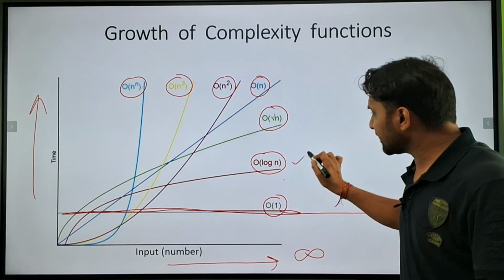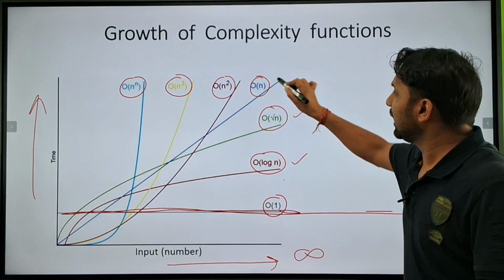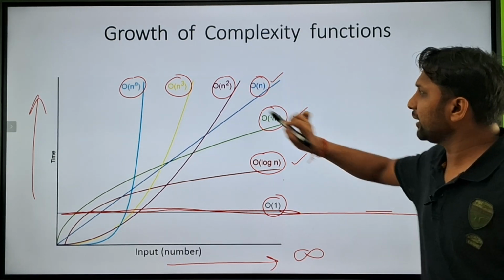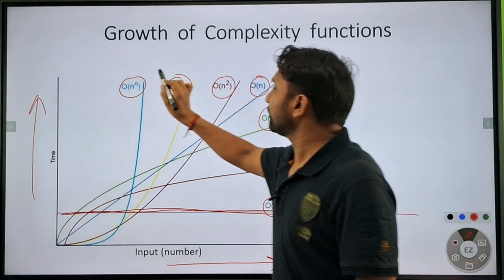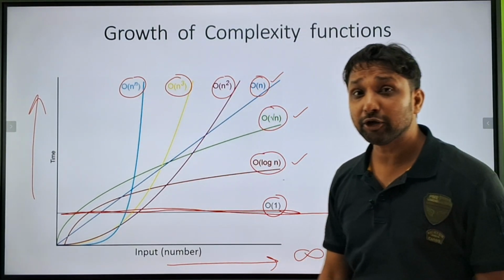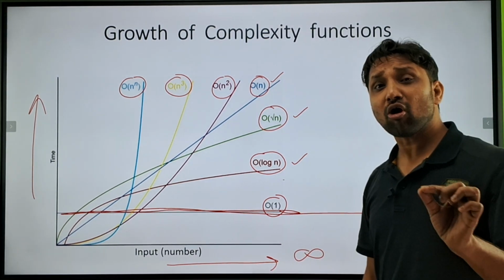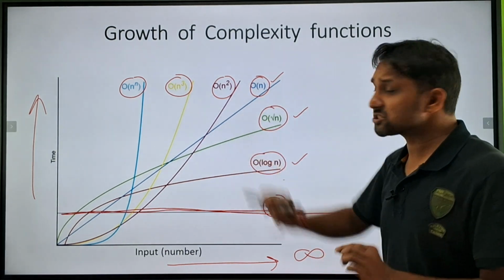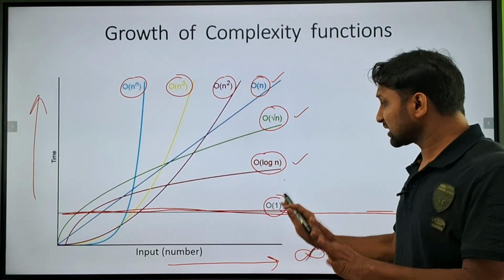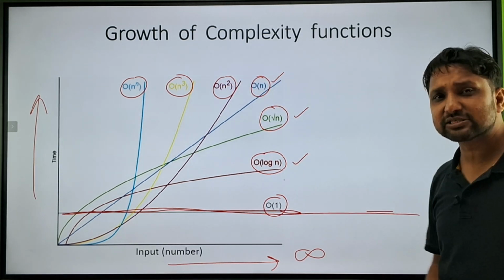So log n is taking more time than constant, root n is taking more time than log n, n is taking more time than root n, n square is greater than n, n cube is greater than n square, and n power n is greater than n cube. So these are some standard complexity functions. To solve the GATE questions, these growth rates must be in your mind. This graph should be in your mind, that okay, which function is greater, which function is smaller.